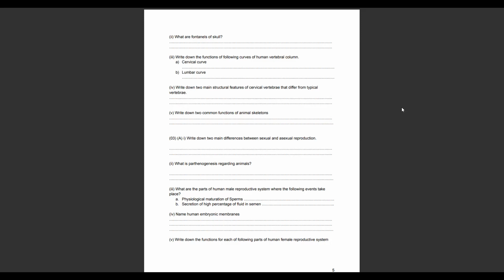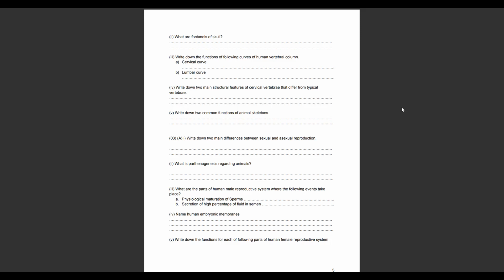Part A, physiological maturation of sperms. It takes place in the epididymis. B, secretion of a high percentage of fluid in semen, seminal vesicles. 2 marks. Name human embryonic membranes. Okay, a short note, or again an essay question could come. Same human development part, right? Chorion, amnion, yolk sac, allantois.